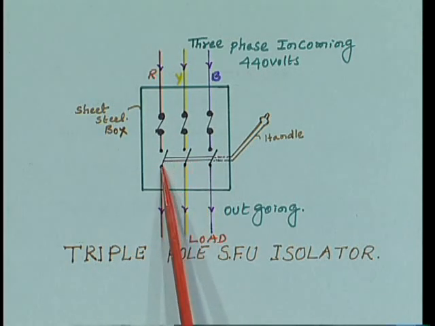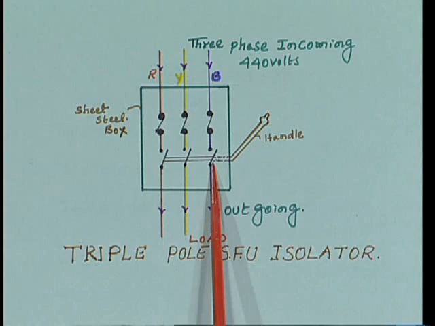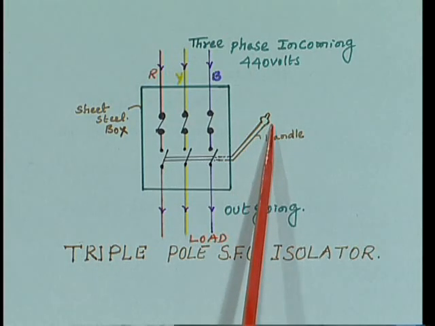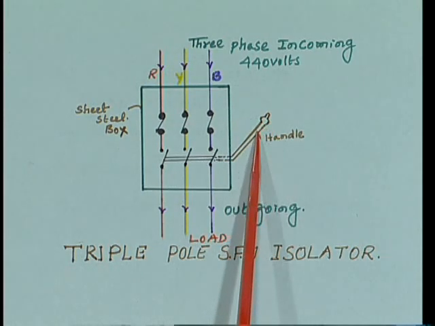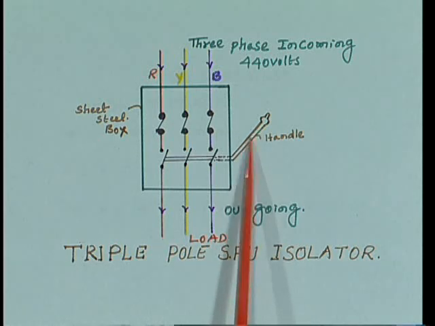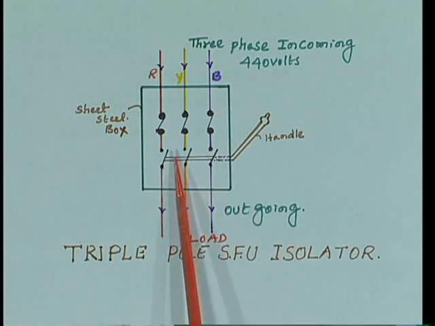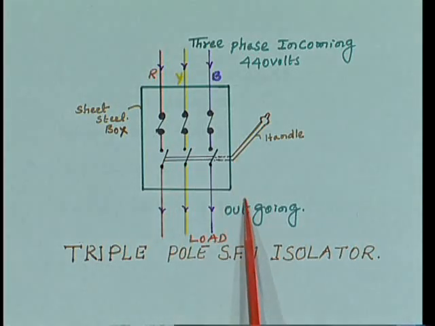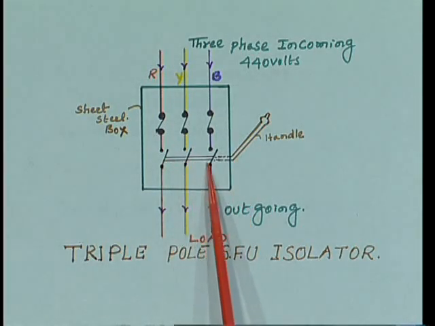Three switches will be there, 1, 2, 3, and these three switches are interlinked with a common rod, and this common rod is directly connected to a handle system. So once we operate this handle, these three switches will be closed combinedly, and once we put down the handle, these three switches will be opened combinedly.